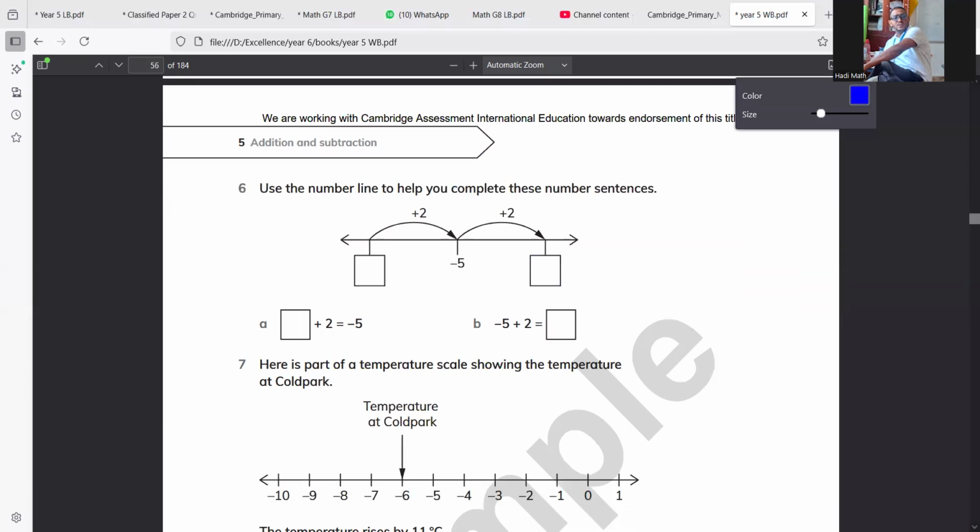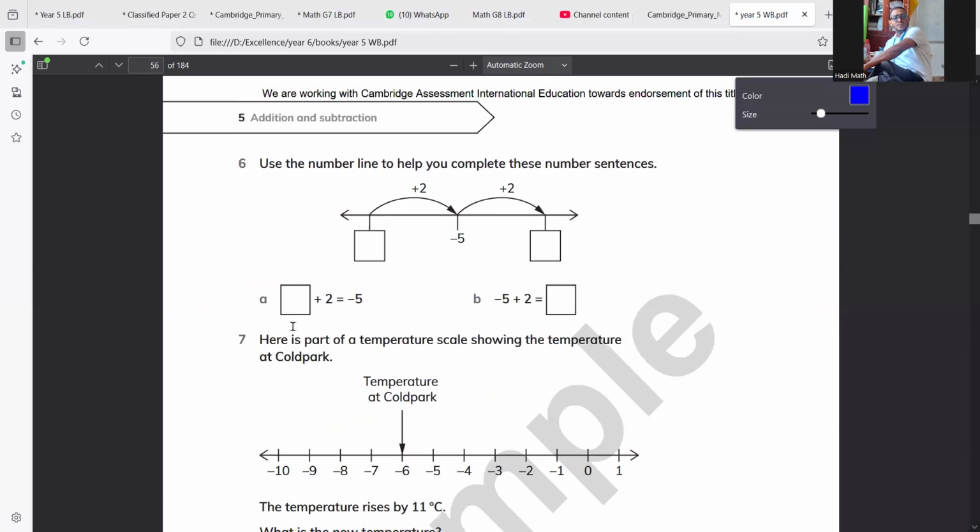They say use the number line to help you complete these number sentences. Question 1, you have a number plus 2 is equal to negative 5. As long as the answer is negative, that means this number should be negative. And this number should be negative what? It is negative 7, because negative 7 plus 2 gives you negative 5. This is negative 5 plus 2. The signs are different, the difference between them is 3, and the sign of the greater one is negative. So the answer is negative 3. So this one here is negative 7, and the other number here is negative 3. And that's it.